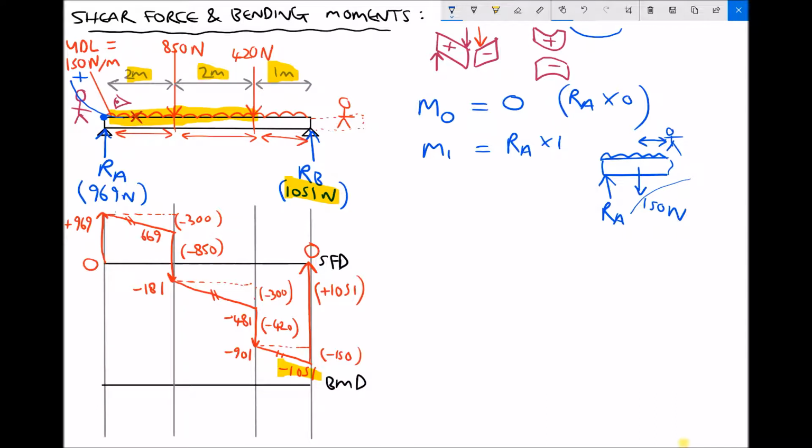We'll look at this again as we go through each of the steps. But what we need to include in our formula then is minus 150 newtons is the size of the force, and its distance from where we're stood is half a metre. Now running that through the calculator, we're going to get a bending moment at position 1 equal to RA, which is 969, minus 150 times a half, or minus 75, which is 894 Newton meters.